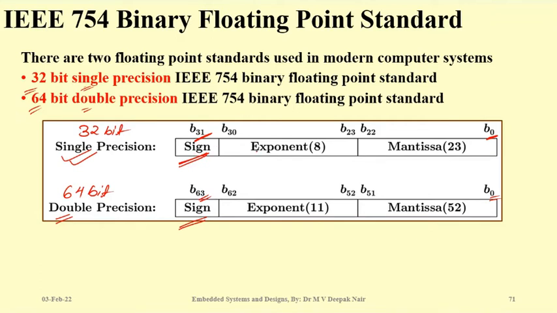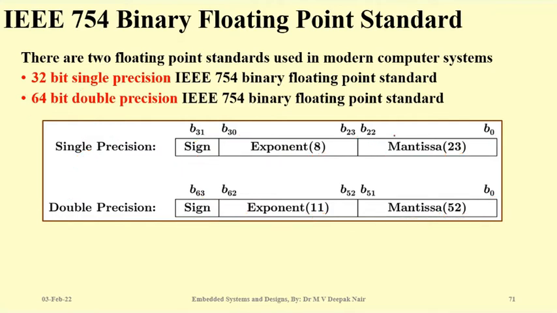Rest. In single precision system, bit number 30 to 23, that are 8 bits, are dedicated for exponent. We will see the mathematics. Okay, and bit number 22 to B0, which are 23 bits, are dedicated for mantissa. Similarly, in a 64-bit double precision system, 11 bits are dedicated for exponent, and 52 bits are dedicated for mantissa. So now the question is, what is exponent and mantissa, and how to get those numbers?